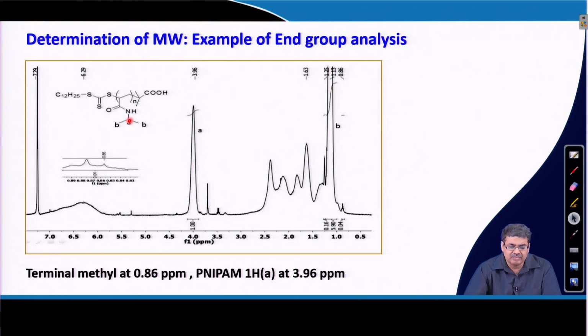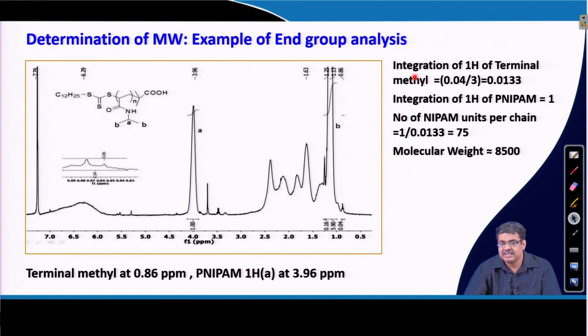This is the proton which is here. So, n number of repeating units will have n such protons. And this comes around 3.96. So, this is the signal for this n number of such protons, which has intensity of 1. That means, if the number of repeat units is n, I have n such protons. So, this 1 corresponds to n protons, whereas this 0.04 corresponds to 3 protons present at the end.